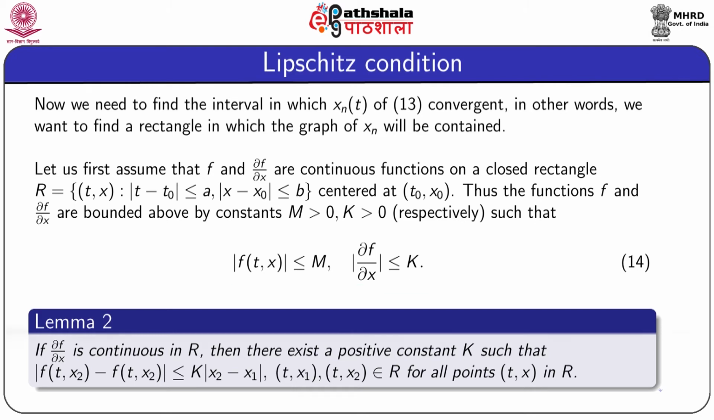Lemma 2: if ∂f/∂x is continuous in R and if there exists a positive constant K such that |f(t, x2) − f(t, x1)| ≤ K |x2 − x1|, (t, x1) and (t, x2) belong to R, for all points (t, x) in R.